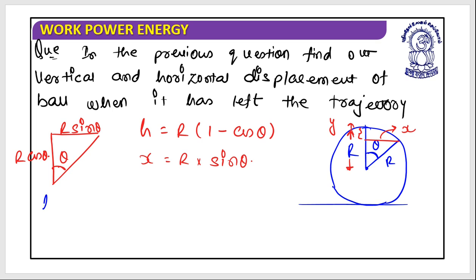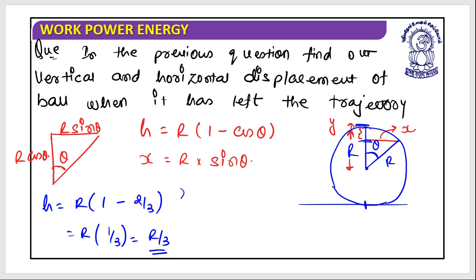So let's calculate h, which is equal to r into bracket 1 minus cos theta. Cos theta is 2 by 3. That should be equal to r into 3 minus 2 over 3, which is r by 3 from the top. This is the vertical displacement from the top. If you want it from the bottom, then you need to calculate it from here, but that can be done.